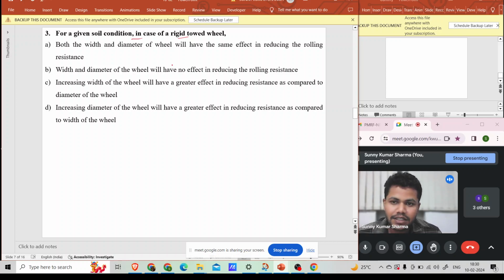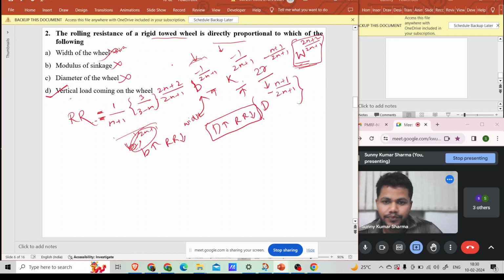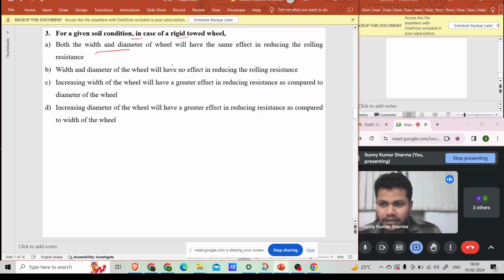For a given soil condition, in case of a rigid torque wheel, both diameter and width, this B and this D, will they equally affect? First option: both width and diameter of the wheel will have the same effect on reducing the rolling resistance. Second option: width and diameter of the wheel will have no effect on reducing the rolling resistance.